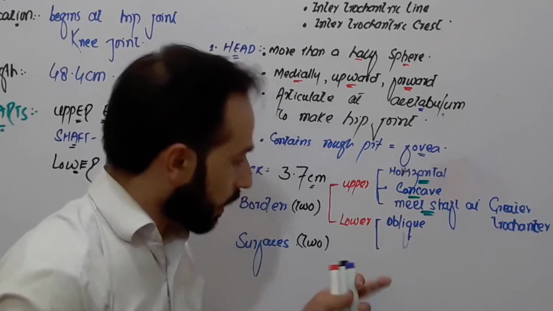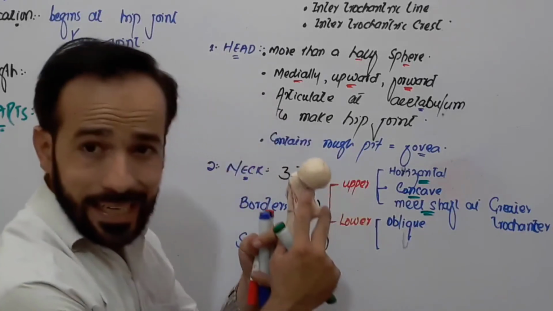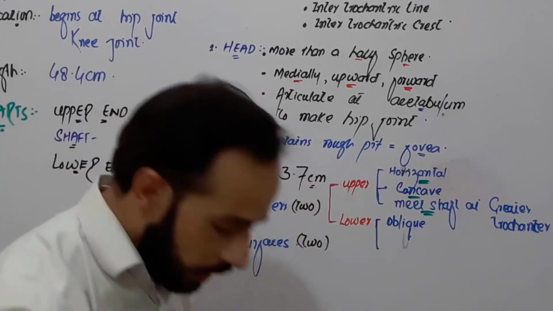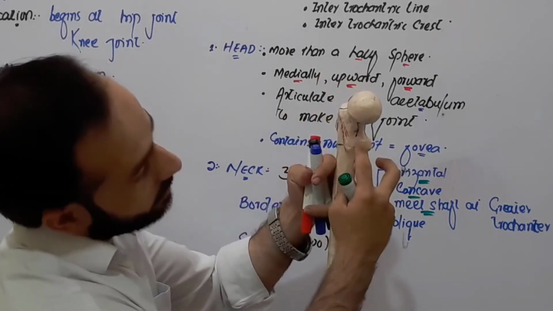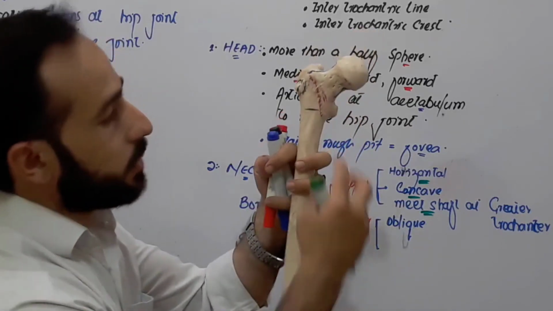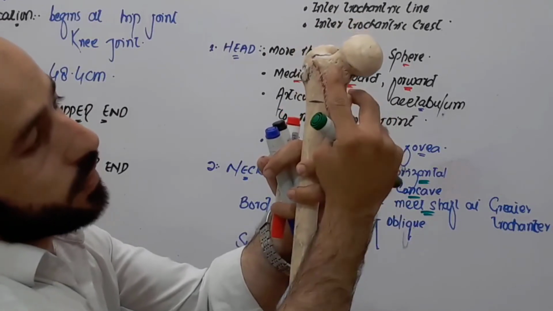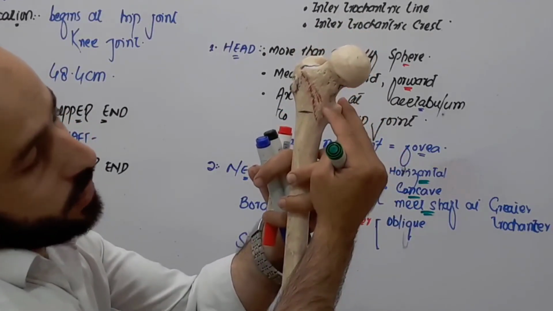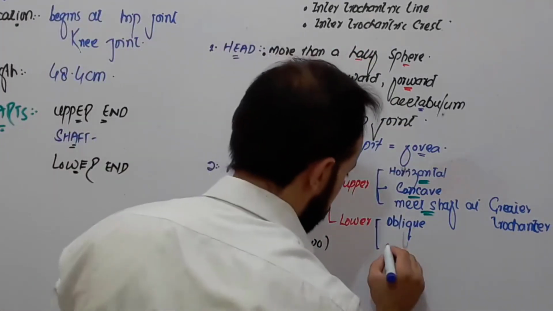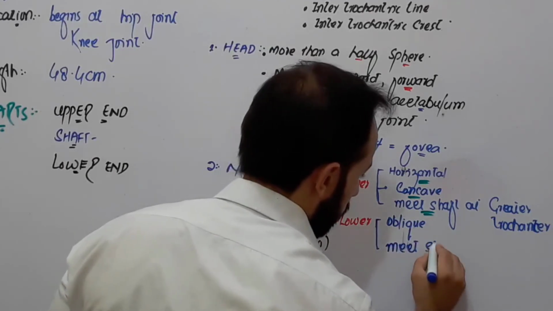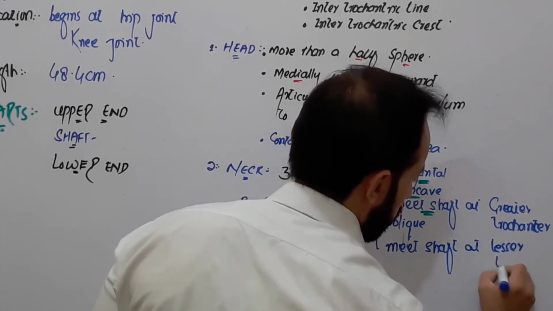at the greater trochanter. Then about the lower border, as I told you, it is somewhat oblique, right? It is somewhat oblique, and it meets the shaft of the bone at the lesser trochanter. So it's quite simple. This is the greater trochanter, this is the lesser trochanter. This is the lower border of the neck. The lower border of the neck meets the shaft of the bone at the lesser trochanter. These are the important points. Meets shaft at lesser trochanter.